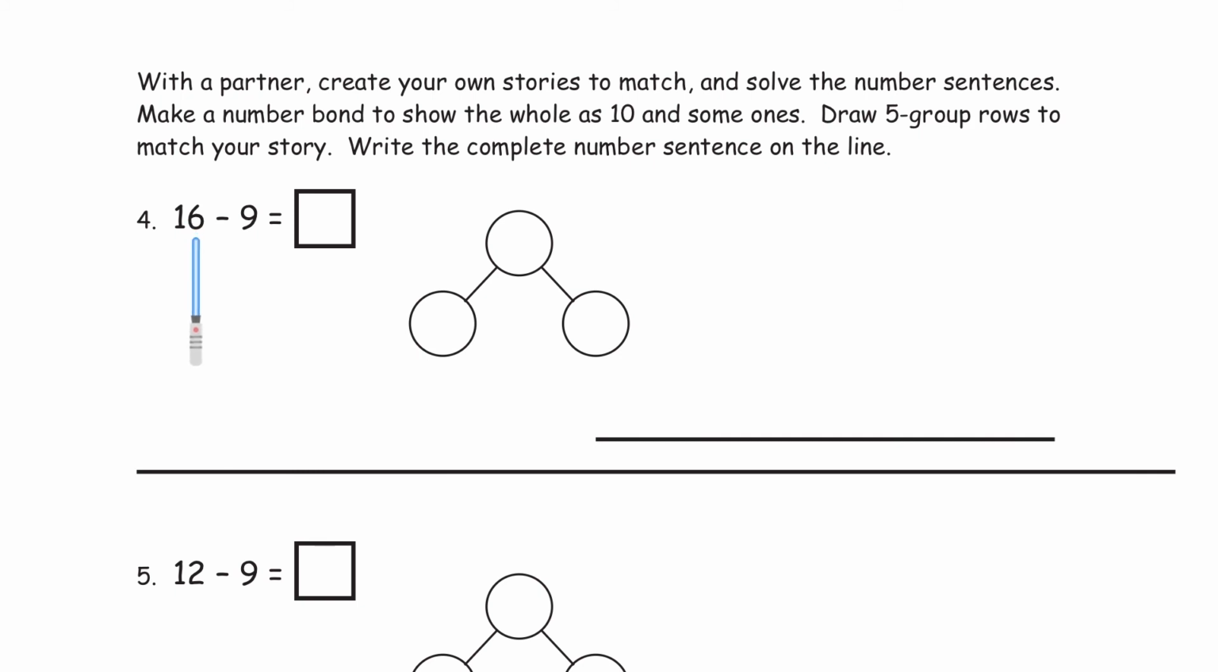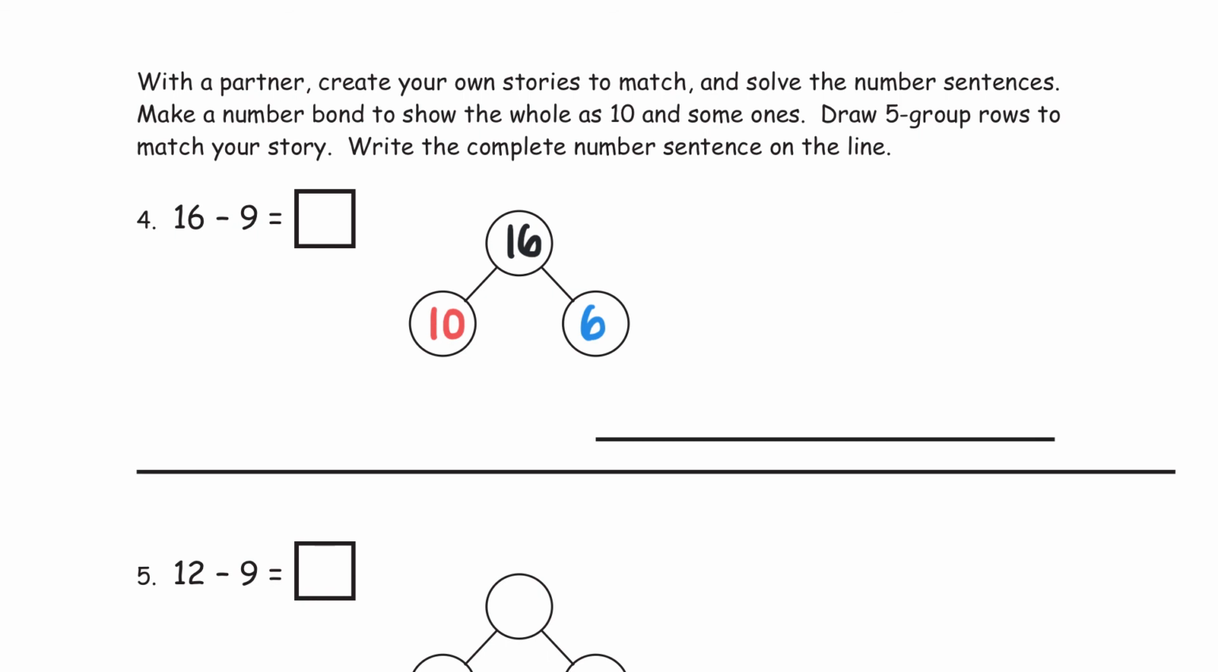Number 4, we have 16 minus 9. So we've got our number bond over here. I'm going to put that whole number right here in the top of our number bond. So I'd like you to do the same. Let's put in 16 right there. And then we're going to break that 16 into 2 parts. One of the parts is going to be, yeah, that's right, a 10. So let's put a 10 in as one of our parts. And then the other part will be, if we take a 10 out of the 16, 6 left.